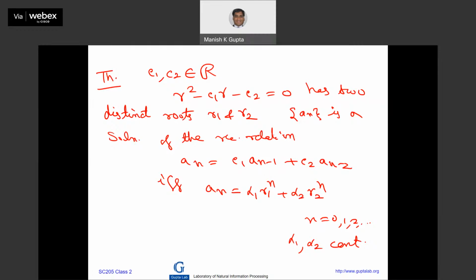Basically, from here, we substitute an is equal to r raised to power n. We get that kind of equation, right? You solve it, and after solving, we get the answer. There are two roots. Now this equation, r square minus c1 r minus c2, may have distinct roots r1 and r2, or a single root repeated twice; all those conditions will come, right? So what will happen in each case when we are solving the recurrence relation? That is the important thing.